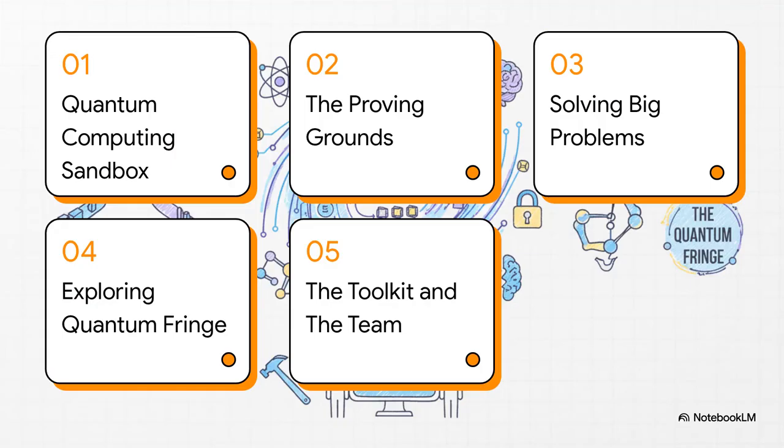So here's our game plan. We've got 5 main stops. First, we'll get a lay of the land of the sandbox. Then we'll hit the proving grounds to see how they kick the tires on these systems. After that, we'll see how they tackle some seriously tough problems. Then we'll go explore the quantum fringe, that's the fun stuff. And finally, we'll meet the team and the tools behind it all.